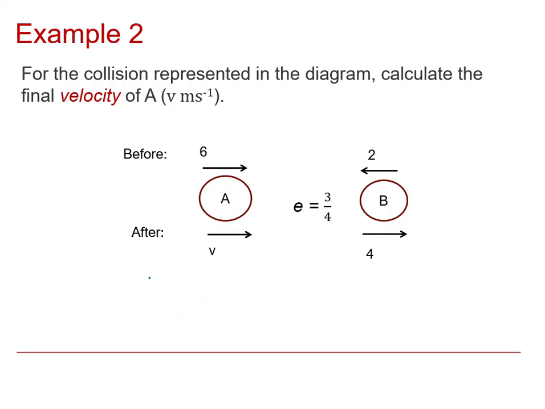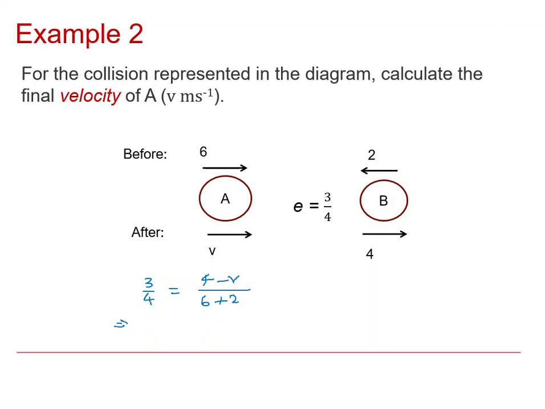So in this case, 3/4, our coefficient of restitution, will be equal to the separation velocity, 4 minus v. You'd expect, if it's a collision, that 4 is going to be bigger than v, so there's your separation speed, and it's divided by the velocity of approach, which is 6 plus 2. So we have an equation: 3/4 is equal to (4 minus v) over 8.